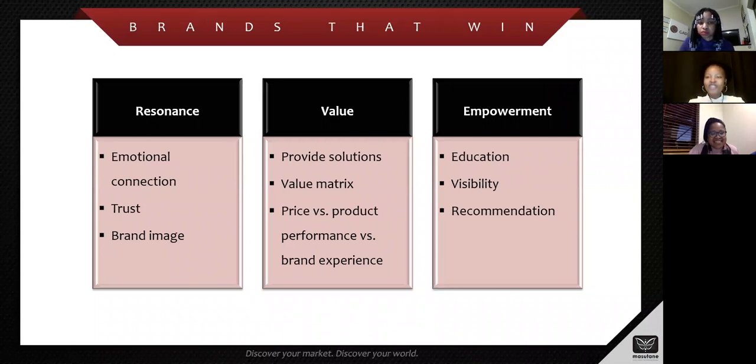But actually the question that you should be asking is, what does the market need, and how does this then solve that problem? So what is the solution that you're providing? It's a key component of the value matrix, right? And then when they look at the problem that you're solving, then comes the issue of, okay, so what am I paying for this solution compared to how well this product is going to perform versus the experience that I have with that brand when I'm engaging with it, you know?